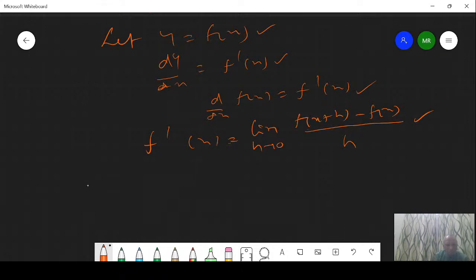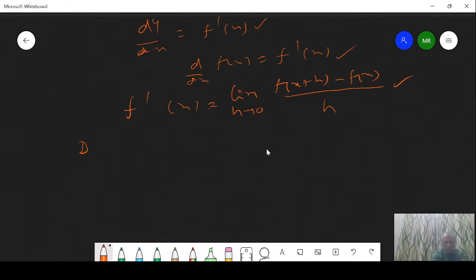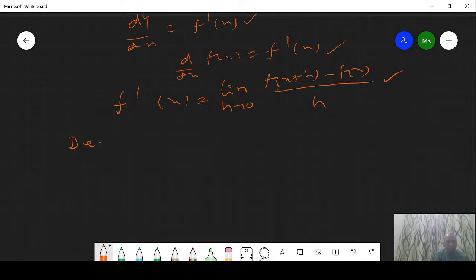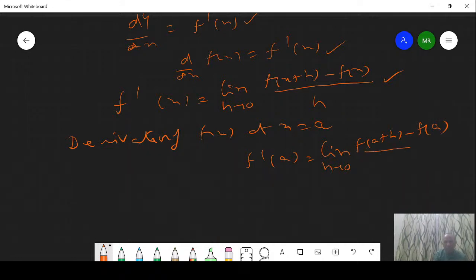Suppose they are asking the derivative of f of x at x equal to a. When they are talking about x equal to a, it means I can write f dash of a. This is nothing but limit h tends to 0, replace x with a, f of a plus h minus f of a by h. So this is the derivative of f of x at x equal to a, f dash of a, limit h tends to 0, f of a plus h minus f of a by h.